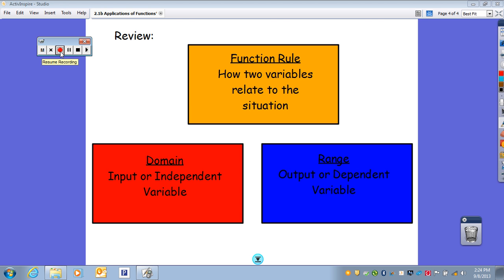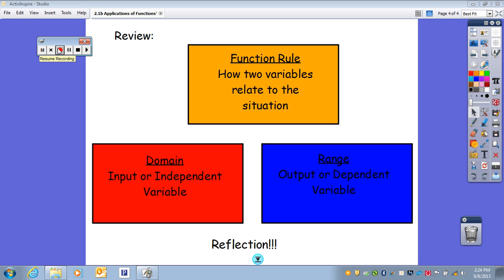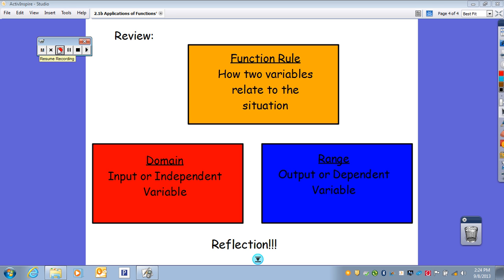Let's review. When we're doing applications of functions, we have two variables that relate to the situation. Remember that the domain is our input or our independent variable, and our range is our output or our dependent variable. Please remember to do the reflection for the lesson.